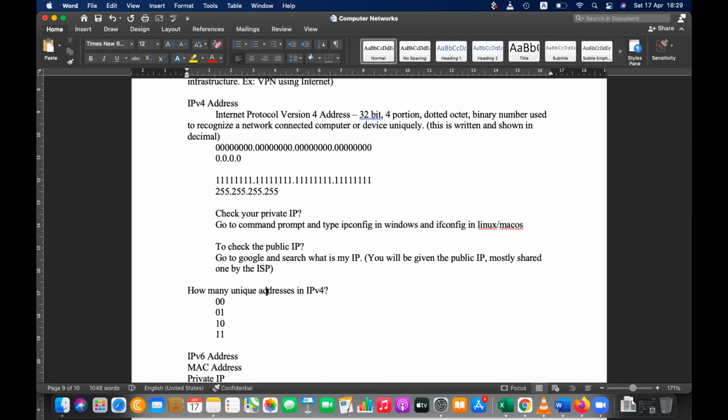If there are 2 bits, there will be 4 addresses. If there is 1 bit, there will be 2 addresses. If there are 32 bits, how many addresses?